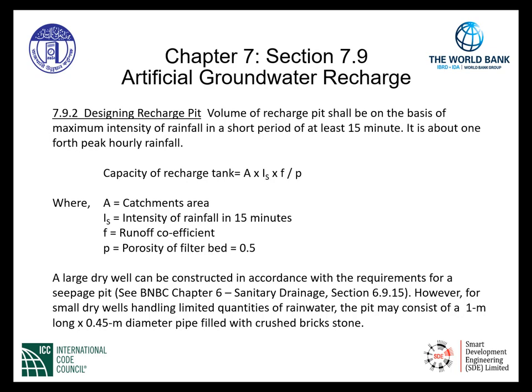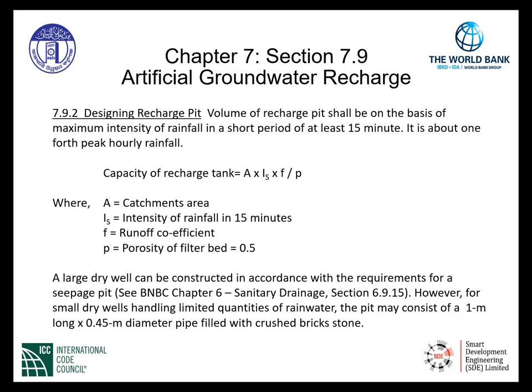Capacity of recharge tank is given as a capacity equating to A times I sub S times F divided by P, where A is the catchment area, I sub S is the intensity of rainfall in 15 minutes, F is given as a runoff coefficient, and P is the porosity of the filter bed, equals 0.5.